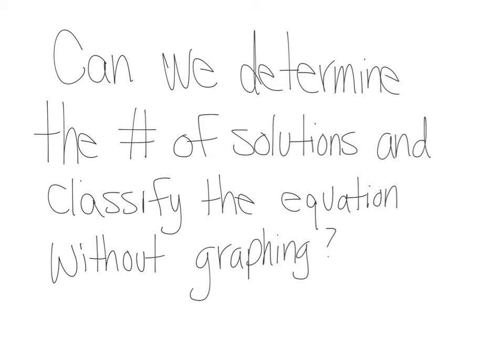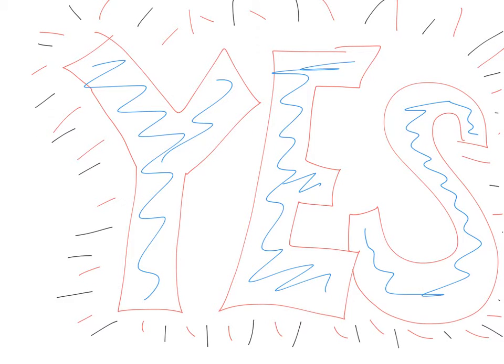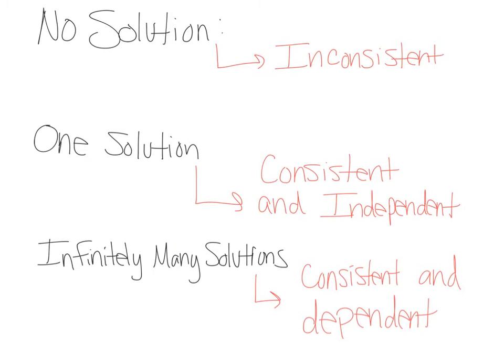So can we determine the number of solutions and classify the equation without graphing? So just given the equations, can we do this? Yes, we can, and I will go through how. So for no solution, we say it's inconsistent. That's if I have an equation, or two equations really, that have the same slope but different y-intercepts.